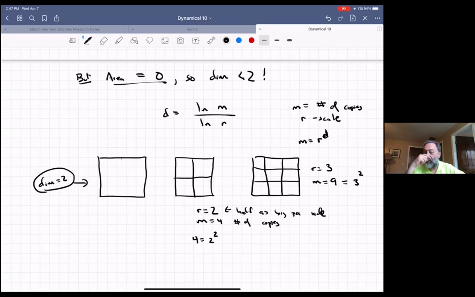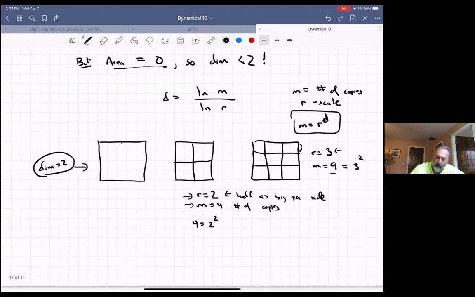Can you say that again? Okay, so I took one square. Yep. I took each side and made them half as long. Right. So the scale factor is 2. Yep. I ended up with 4 copies. If I made each side 1/3 as long, I end up with 9 copies. Yep. And 2 squared is 4, 3 squared is 9. So M is R to the D, or if I flip it around, then D is the log of M over the log of R.